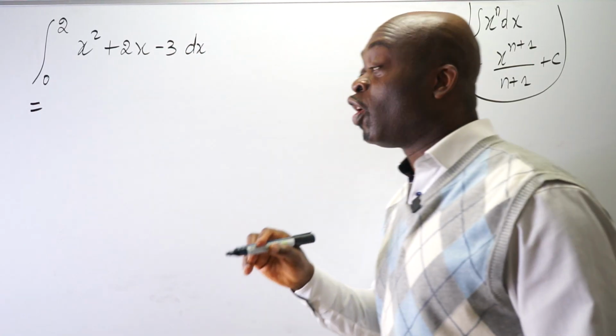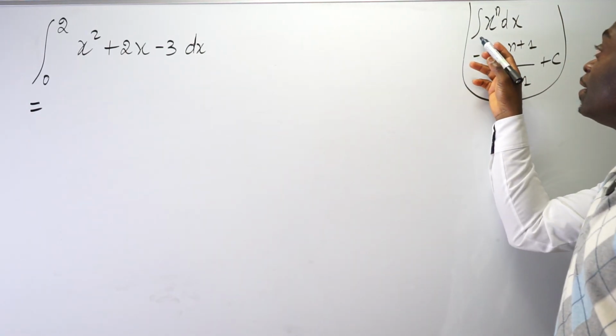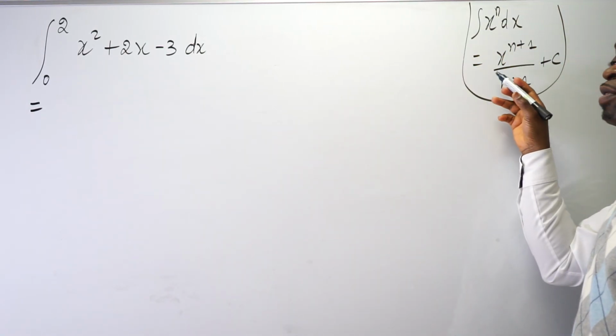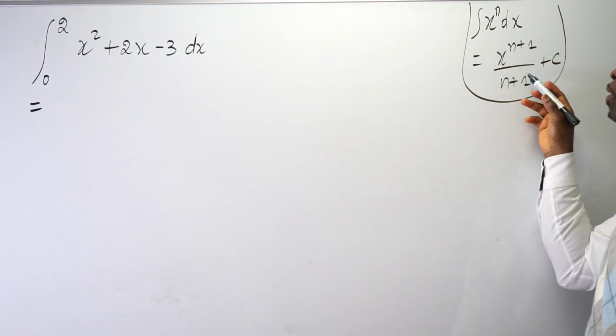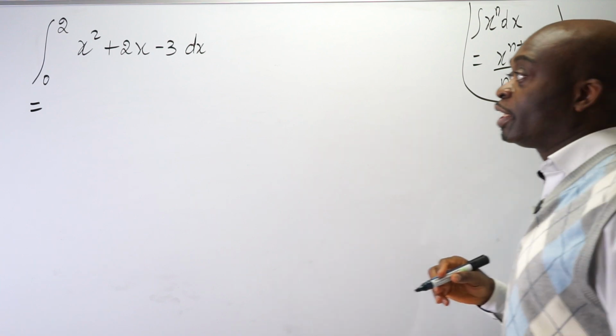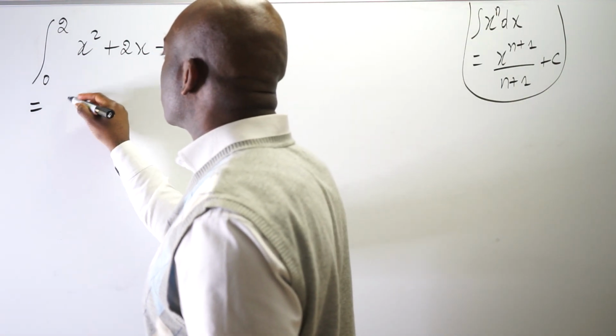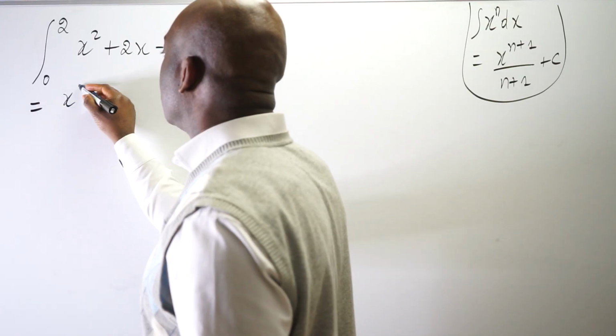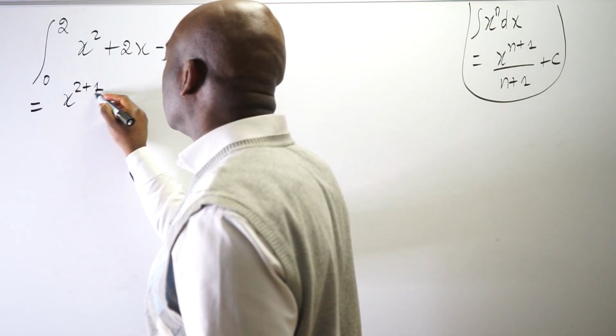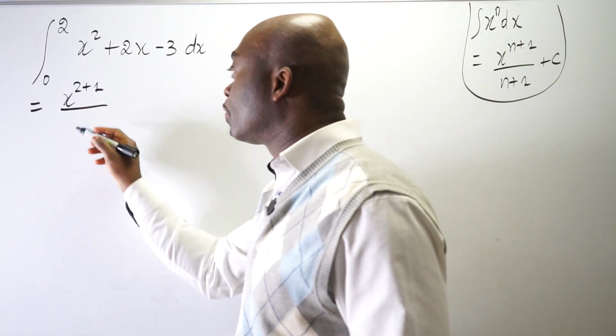And then we can use the formula, which is right here. The integral of x to the power n dx is equal to x to the power n plus 1 over n plus 1, plus c. We can do that. So then this will give us x to the power 2 plus 1 over 2 plus 1.